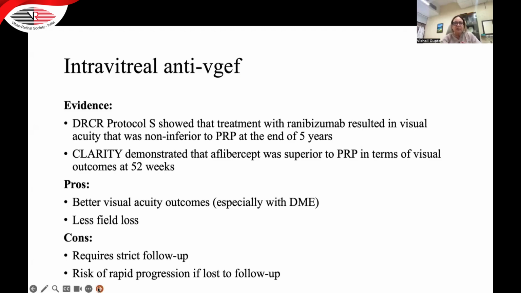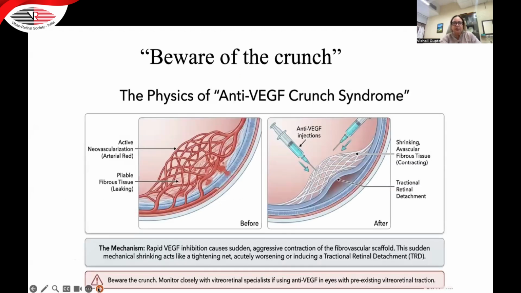We generally give 1 or 2 injections and support it with PRP. You have to be aware of the crunch if you are injecting, and especially if there is a component of fibrosis, because this is how the active new vascularization looks, and this is the fibrous tissue there in the background, which is leaking. Now, when you give injection, the new vessels regress, but the fibrous tissue starts shrinking. So you may have an increased risk of tractional retinal detachment.